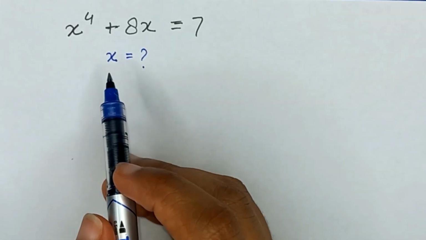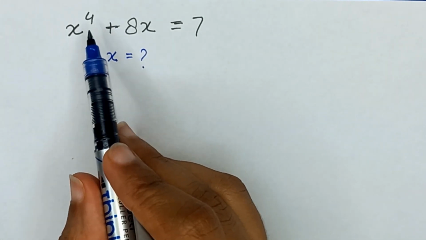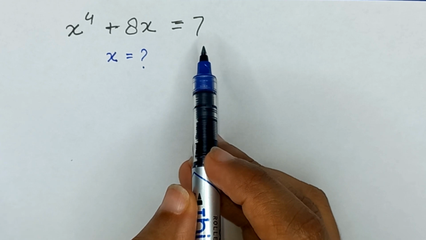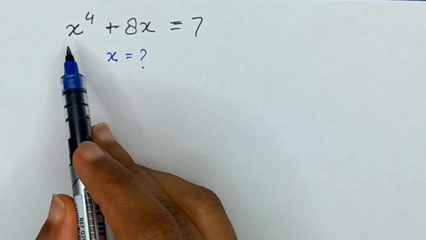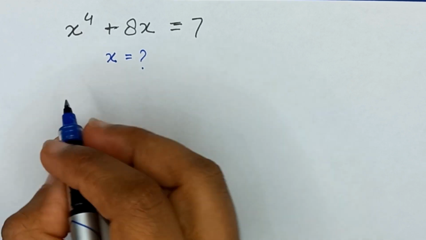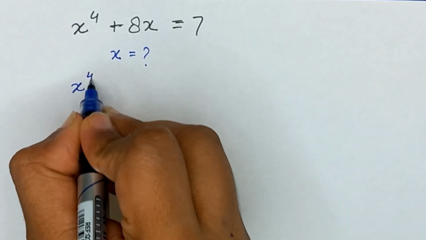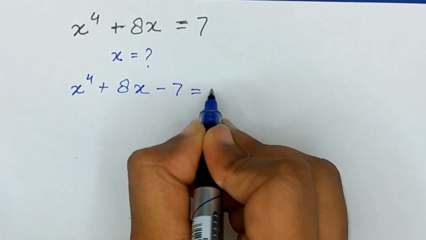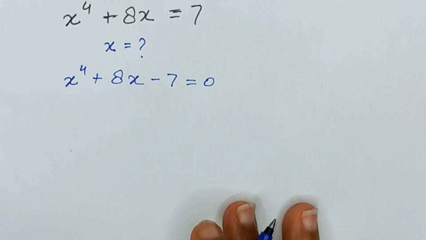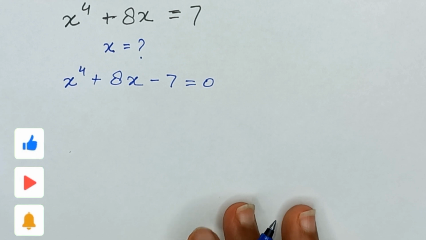Hello friends, today we will deal with this equation x raised to the power 4 plus 8x is equal to 7 and we will solve for x. So first of all, I will write this equation as x raised to the power 4 plus 8x minus 7 and it will be equal to 0. Okay, so further what will I do here?